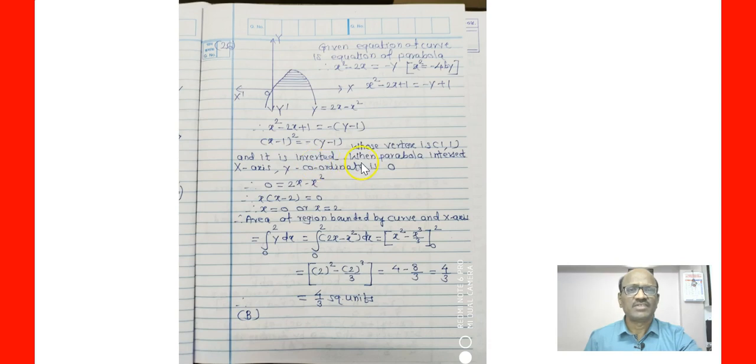And it is an inverted parabola, and we want to find the area of the region bounded by this inverted parabola and the x-axis. Now when this parabola touches the x-axis, the y coordinate is 0. We can find these two points, that is 0, 0 and 2, 0. Now let us find the area of the region bounded by the curve and the x-axis, that is the integral from 0 to 2 of y dx, where y is the equation of the parabola. Substitute, and you will get the answer, 4 by 3 square units.